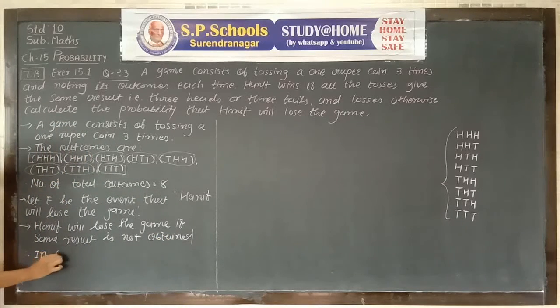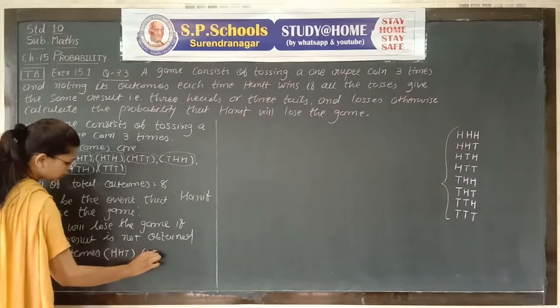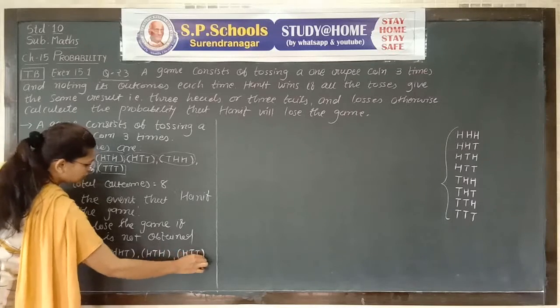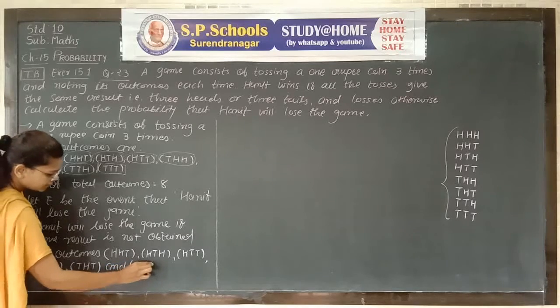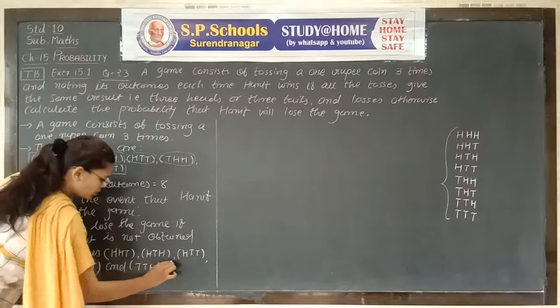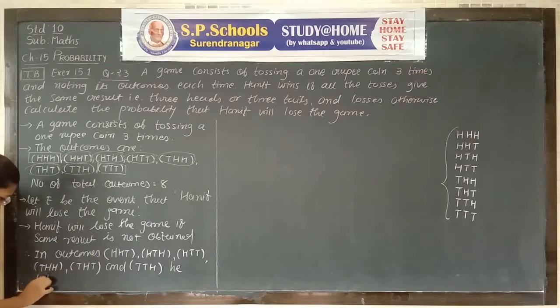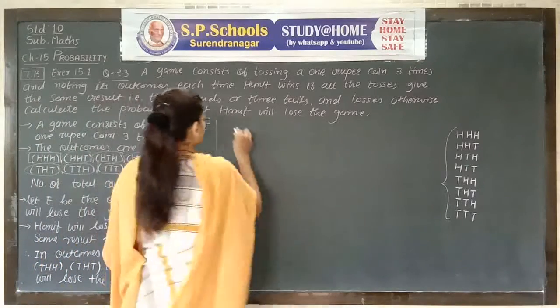Therefore, in outcomes, first is HHT, not the same, HTH, HTT, THH, THT and TTH. In these outcomes, HHT, HTH, see, none are the same. HHH and TTT are removed, except for the 6 outcomes, he will lose the game. Therefore, the number of favorable outcomes is 6.